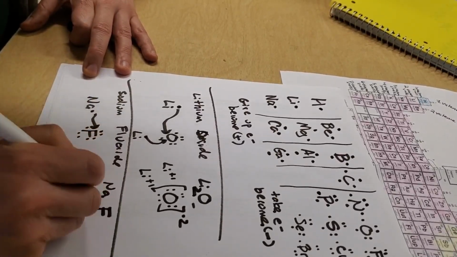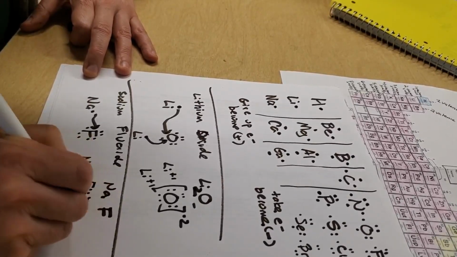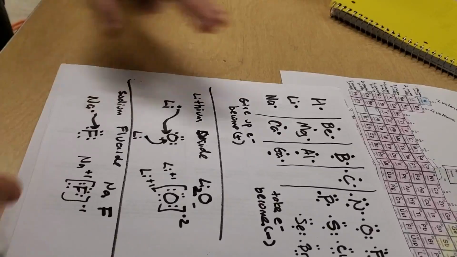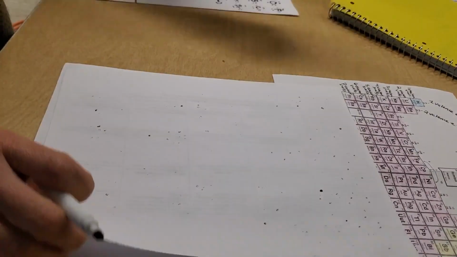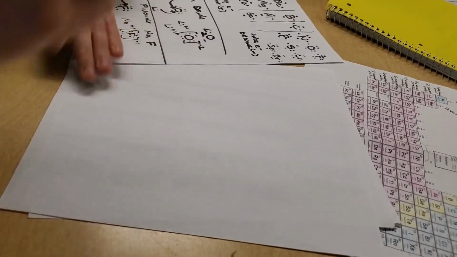Na plus 1, F minus 1. 1 sodium, 1 fluorine. This really is going to bleed through. Okay, so hopefully you're kind of getting this pattern.